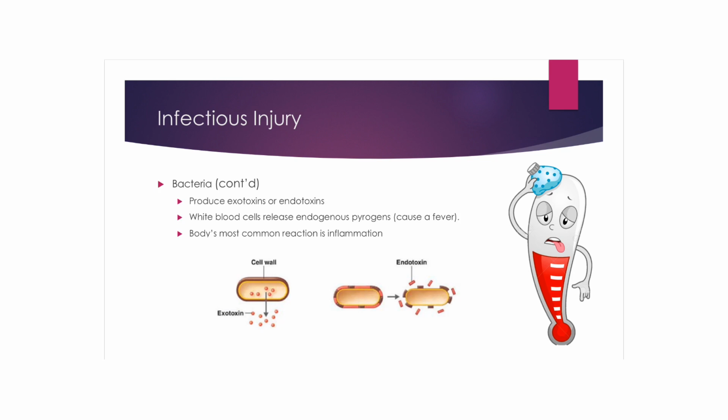Bacteria also produce exotoxins or endotoxins. An exotoxin, here you see, comes out of the cell, while an endotoxin is on the cell wall. White blood cells release endogenous pyrogens, which cause a fever when bacteria is in the blood. So it's pyrogens that actually cause your core temperature to start to elevate.